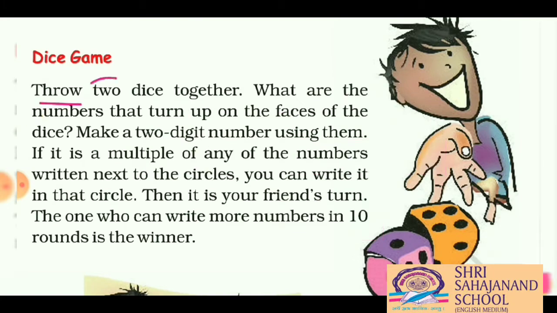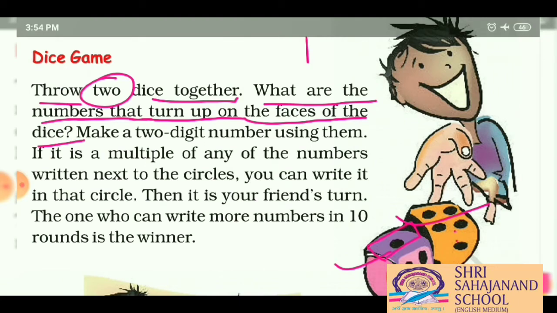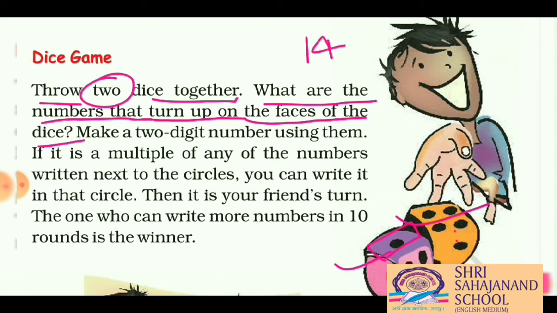Throw two dice together. As you all know about the dice, here we have the picture of dice. What are the numbers that turn up on the faces of the dice? Suppose these are our two dice and we have thrown them and got numbers. In the first dice we have 1, so write 1 here, and in the second dice we have 4, so you can write 4. How many numbers can we make from 1 and 4? First it will be 14 and second is 41. Clear? Yes, these two numbers we made.